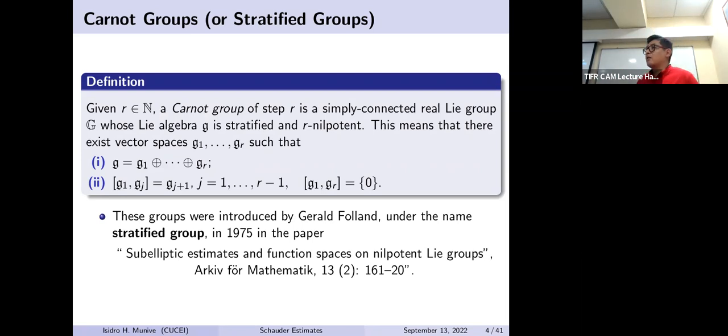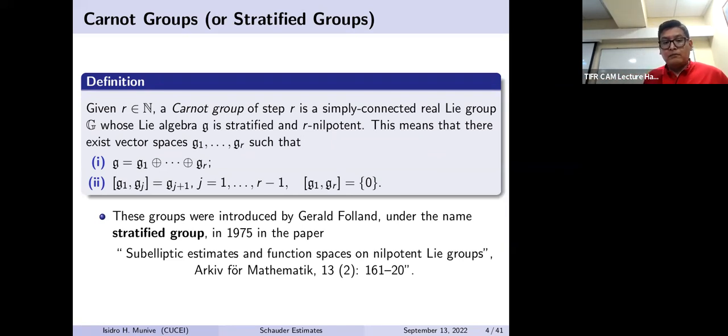So what is a Carnot group? Well, it's a Lie group and its tangent space at the identity can be stratified. And this is the stratification. So the Lie algebra g can be written as the direct sum of the g_r, and g_1 generates the whole space. So that's the second condition.